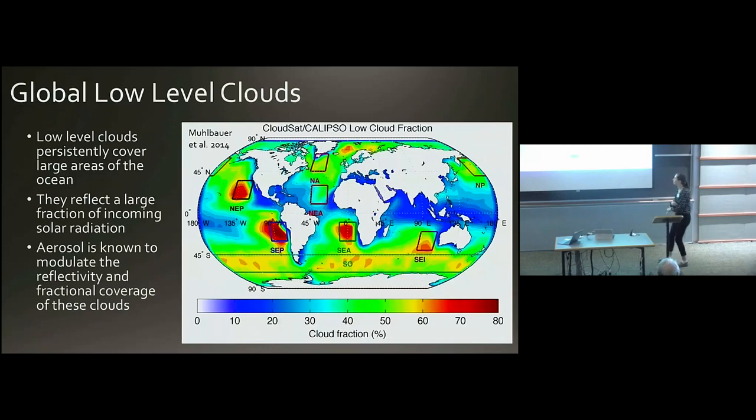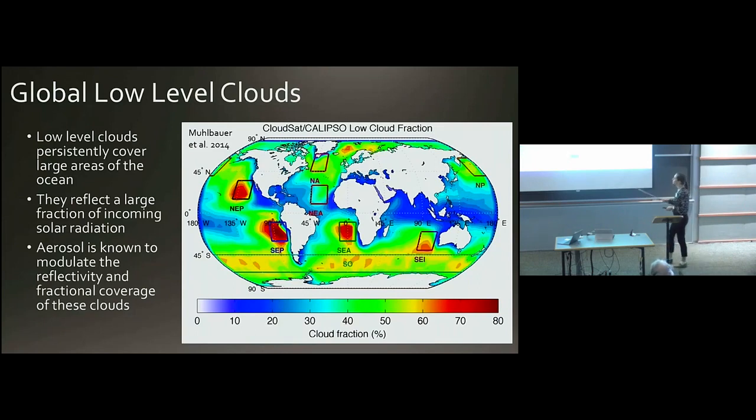Again, we've heard a lot about stratocumulus clouds this morning. One thing we didn't see this morning was a global map of where these clouds are occurring. This maybe gives some perspective about why we've been spending so much time talking about these clouds. They cover pretty large areas of the global ocean, and they are there essentially all the time. You can see in all these box regions that the cloud fraction on the annual average exceeds 60, 70, 80%. As such, they reflect a large fraction of the incoming solar radiation. They're very important for Earth's energy budget.